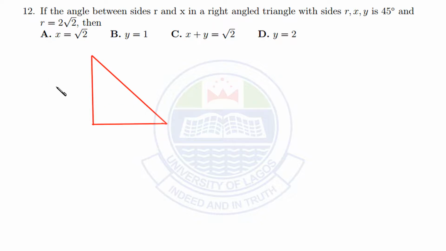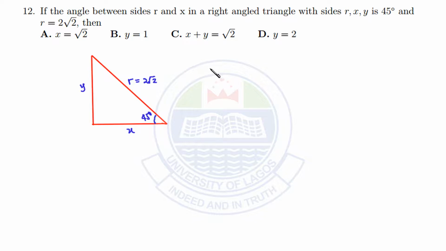Now we have this to be Y, and we have this to be X, and we have this to be R. We are given R to be equal to 2 square root of 2. And we are given the angle which X makes with the positive axis to be 45 degrees. They ask us to find the relationship between them.